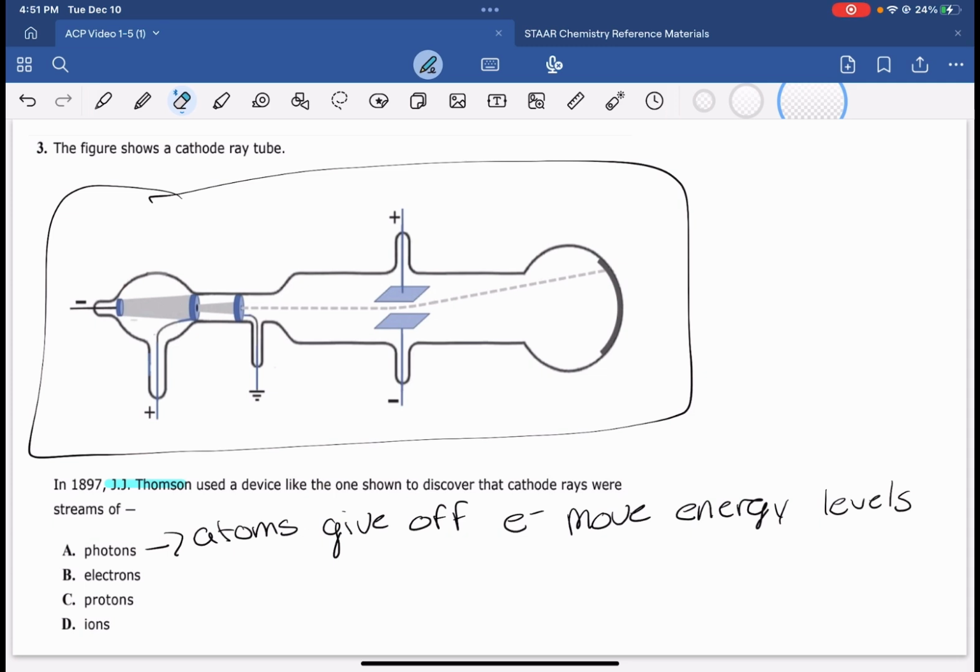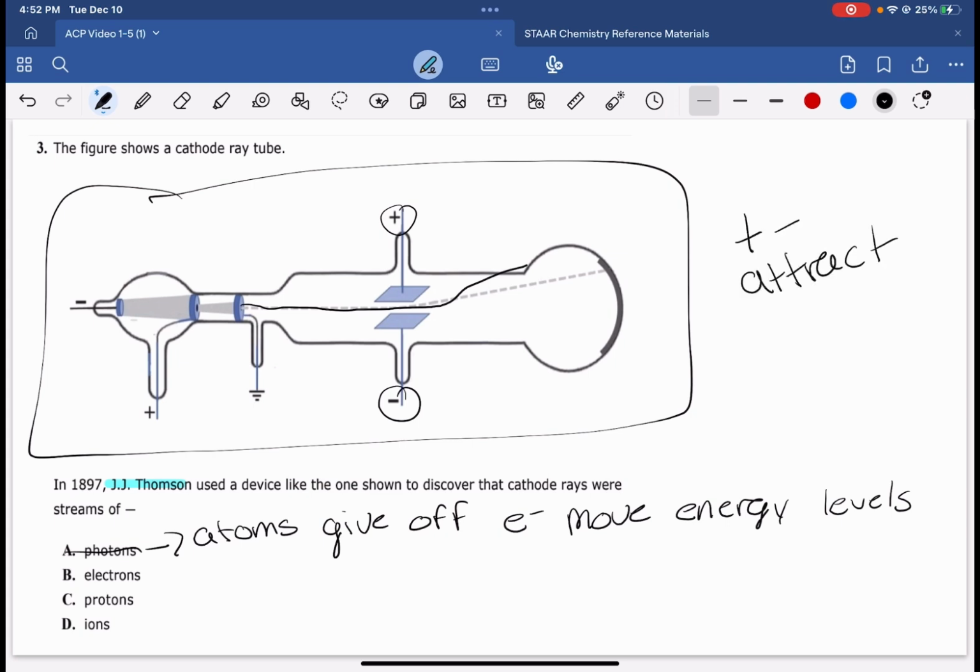So we know that it's not answer choice letter A. When we look at B, it says electrons. Let's take a look at our cathode ray tube. Up here we have a positive plate and down here we have a negative plate. We see that the stream tilts towards our positive plate, and we know that opposites attract. So we have to assume that this stream is going to have a negative charge because like charges repel. So we could say that these are electrons because we know electrons have a negative charge.